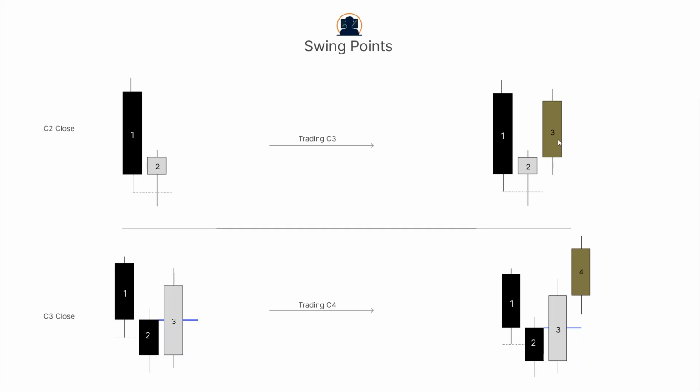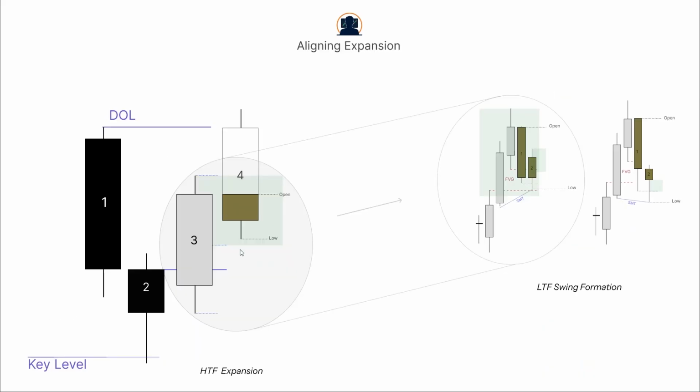How can you align this higher time frame expansion? You already know the next candle will be an expansion candle. Now you will need to align that expansion candle, which is the higher time frame expansion candle, with the lower time frame expansion candle. How can you align yourself with expansion on the lower time frame? You need to look within candle 3, because here we have what? Our second swing formation, right? Which is candle 3 close.